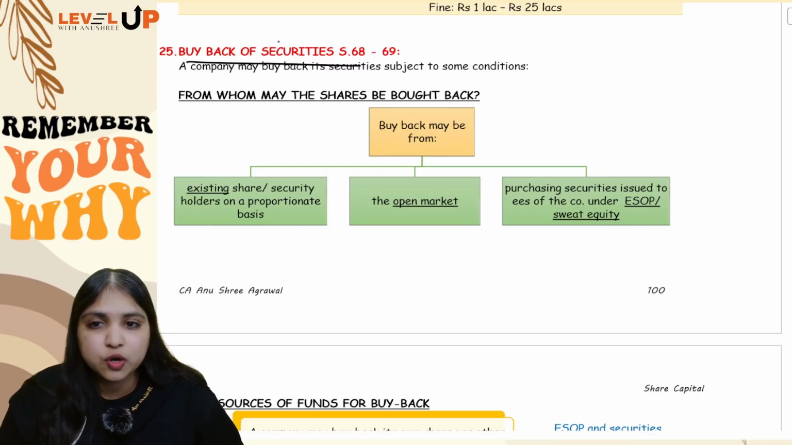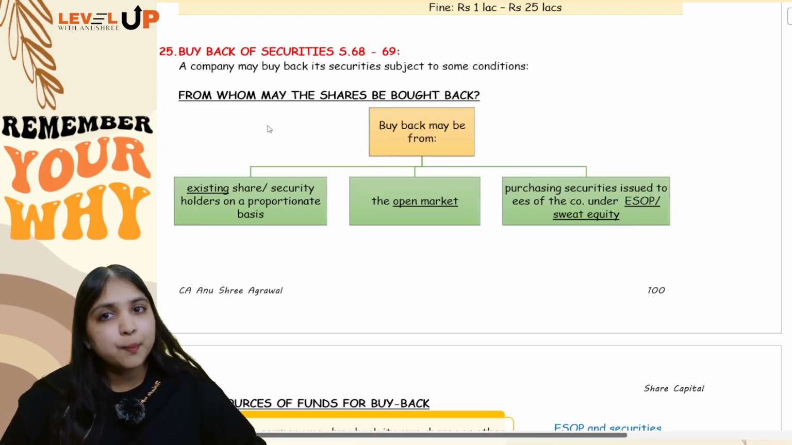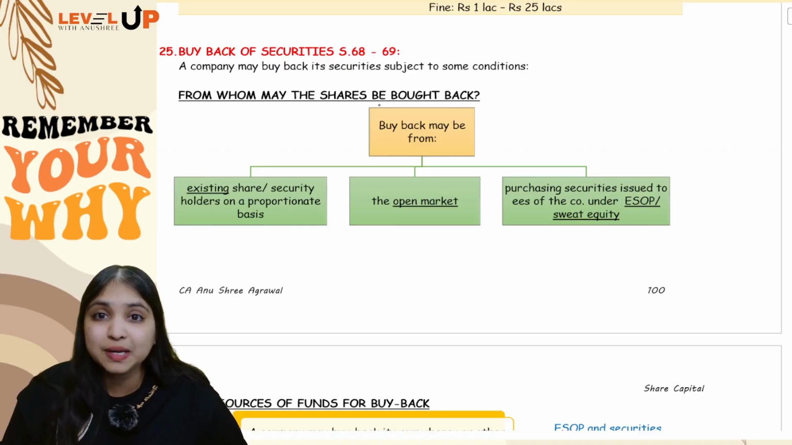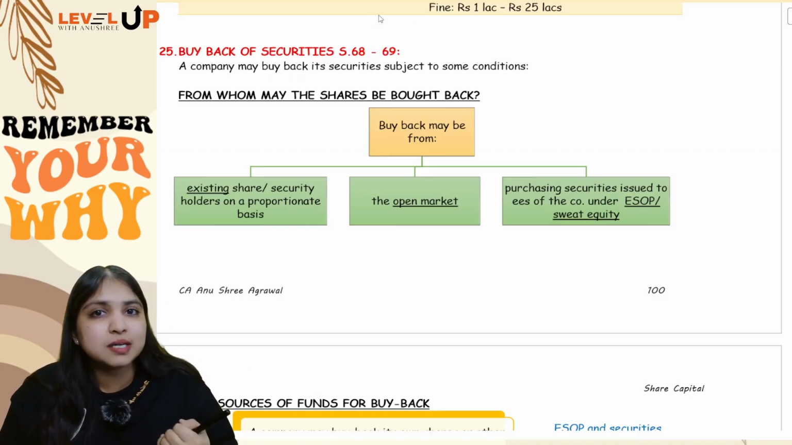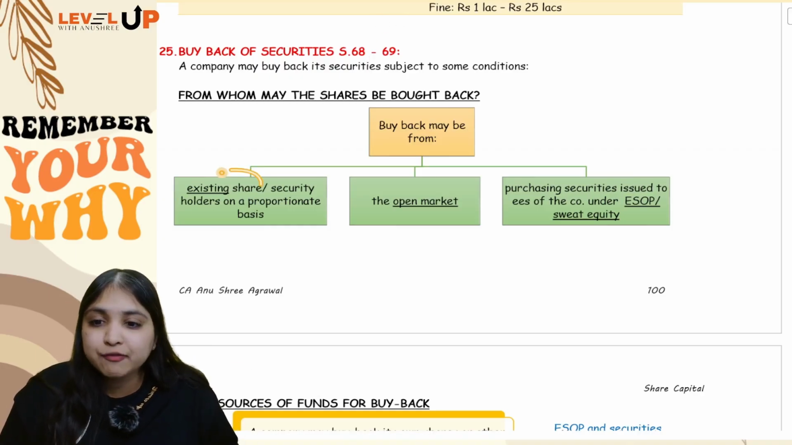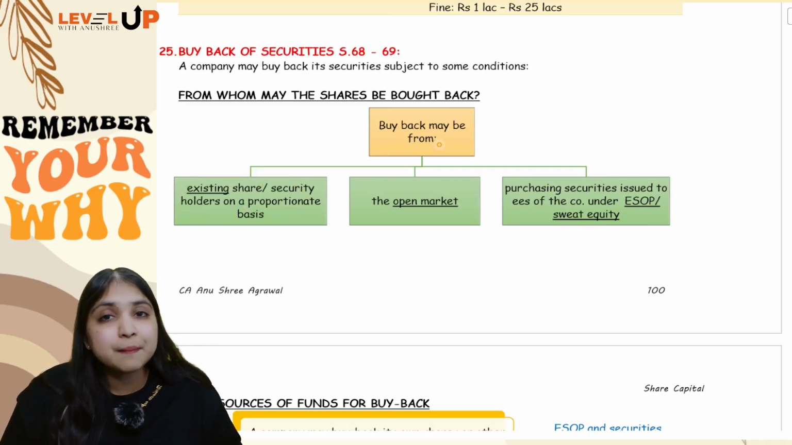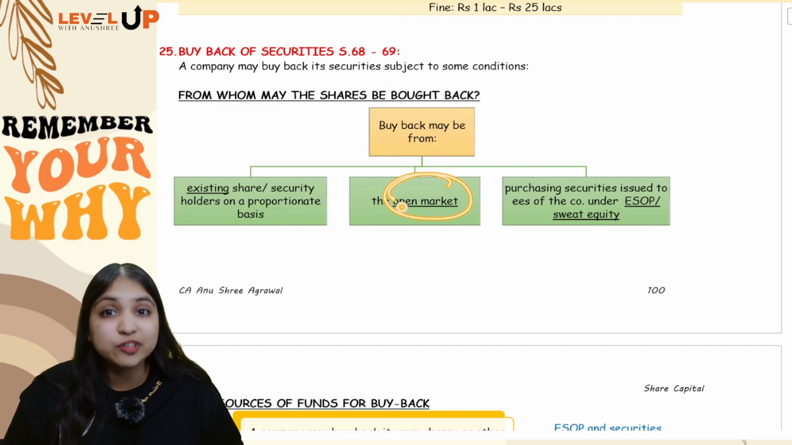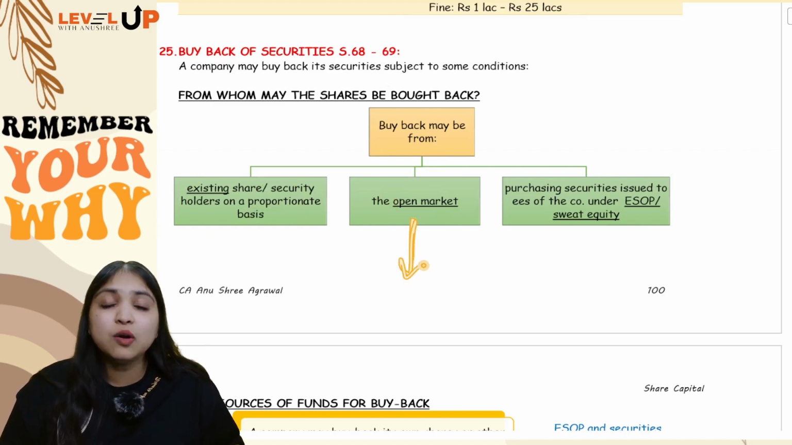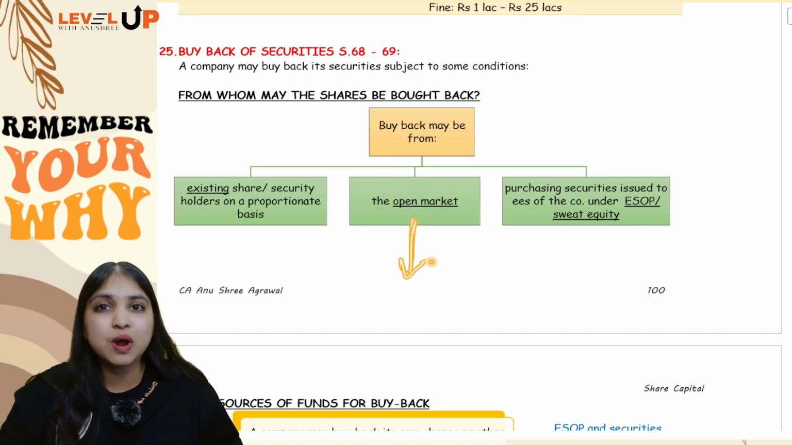So buyback of securities, we'll go through the points one by one. Point number 1, if the company wants to buy back securities, from whom is the company going to buy back? Company can buy back from the existing shareholders on a proportionate basis, like what TCS did, or company can buy back shares from the open market, which means company can go to the open market and whoever is willing to sell the shares, company can buy the shares from all the persons who are willing to sell the shares till the company reaches a certain target.